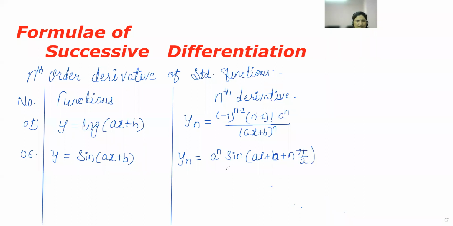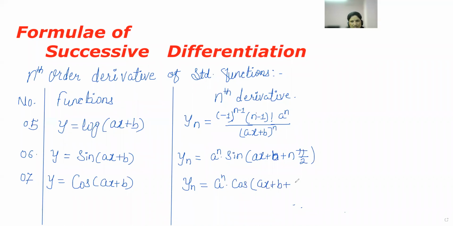In the same way, if y equals cos of (ax plus b), then its nth order derivative yn is equal to a raised to n cos of (ax plus b plus n pi by 2). Yes, correct. Very good. Now go for the next.